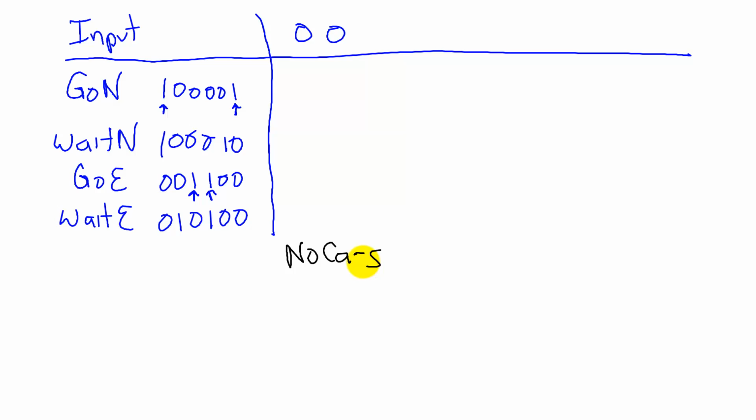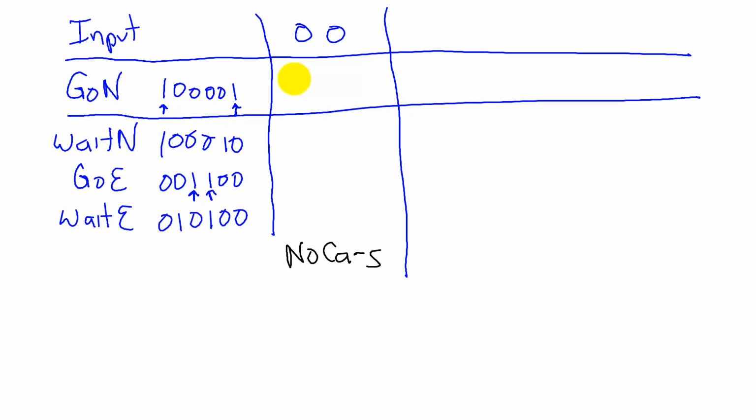Okay, that's what that means. So what I'm going to think about is, if I'm in the go north state and the input is 0, 0, that means there are no cars. I'll just leave it right there. It's fine. I'll just leave it.